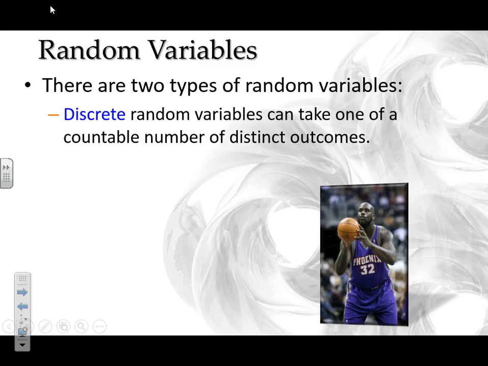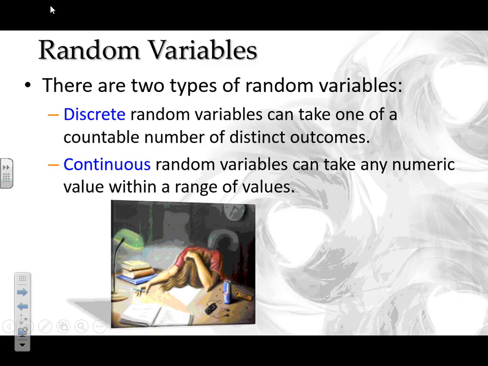The second type is called a continuous random variable. Continuous random variable goes along the same lines as continuous sample space. This was where we have a boundary of values, but we can have anything within those boundaries. So we wouldn't be able to list out every possible value that our variable can take on, because any infinite number of values would work. So a continuous random variable takes on any numeric value within a given range of values.